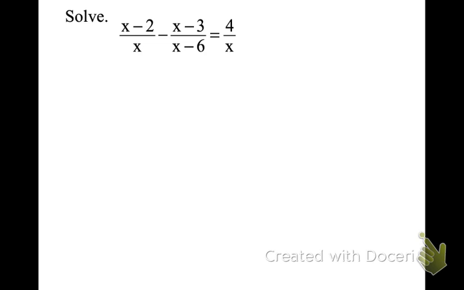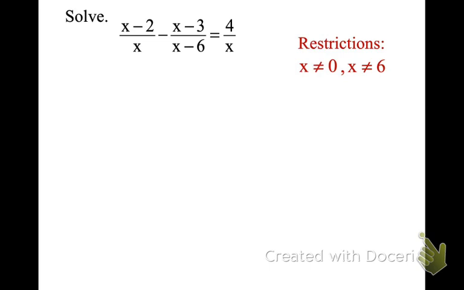Just a little bit more of the same. So here we go. My restrictions. Remember, we have to look at all denominators. For the first denominator, right here, we can't have a 0. For right here, a 6 would give me a 0, and this would also be a 0. So it would be 0 and 6 are my restrictions.